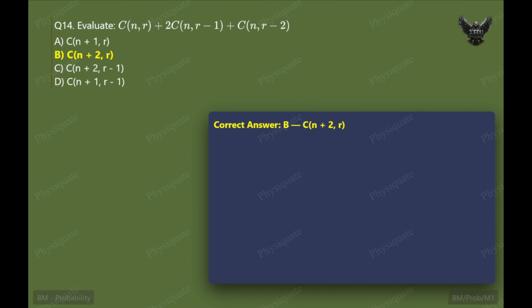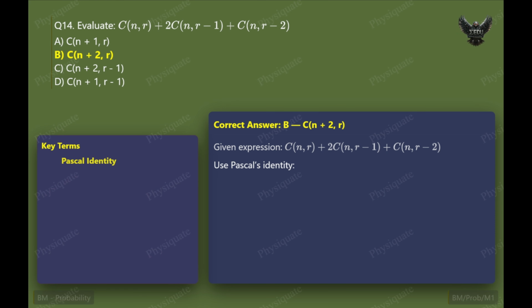Correct answer is option B. Given expression, C(n,r) plus 2 C(n,r-1) plus C(n,r-2). Use Pascal's identity. Now let us consider Pascal identity.